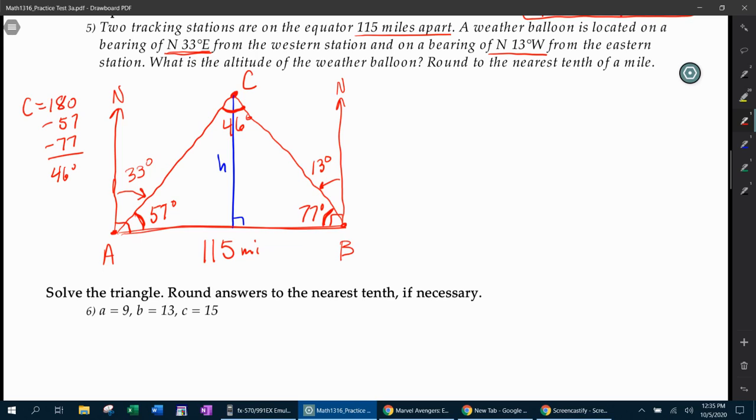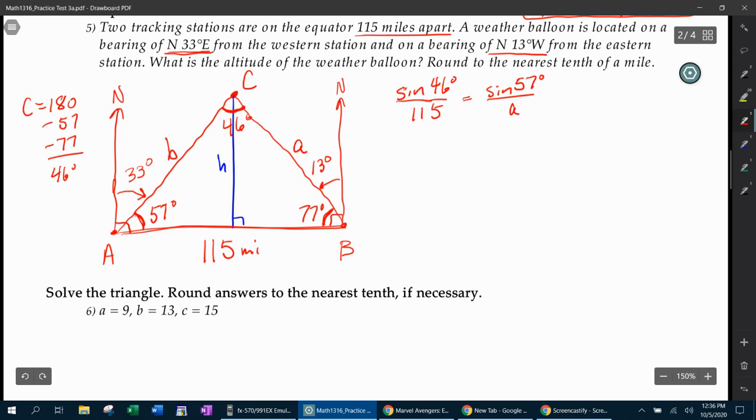Okay, so what I'm going to do now is I'm either going to find little a or little b. I don't think it really matters which one you find, but we're going to have to find either little a or little b in order to get to where we can find the height. So using the law of sines, I know big C over little c has to equal, I tell you what, let's go with A. Has to equal big A over little a.